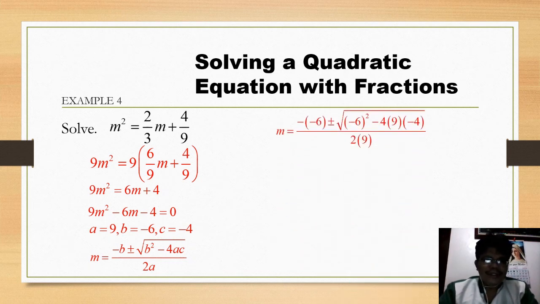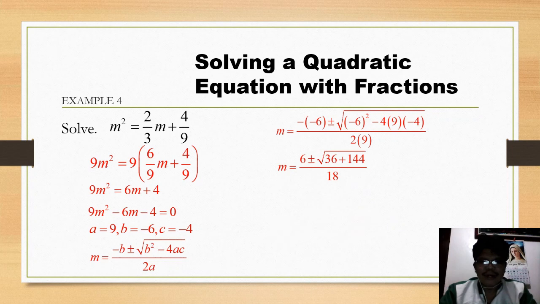So, the result is M equals negative times the quantity of negative 6 plus and minus the square root of the quantity of negative 6 squared minus 4 times 9 times negative 4 all over 2 times 9. And then simplify, so it becomes M equals 6 plus and minus the square root of 36 plus 144 all over 18. So we're going to simplify. So 36 plus 144, so it becomes 180. And then we're going to factor now 180. So it becomes 36 times 5.